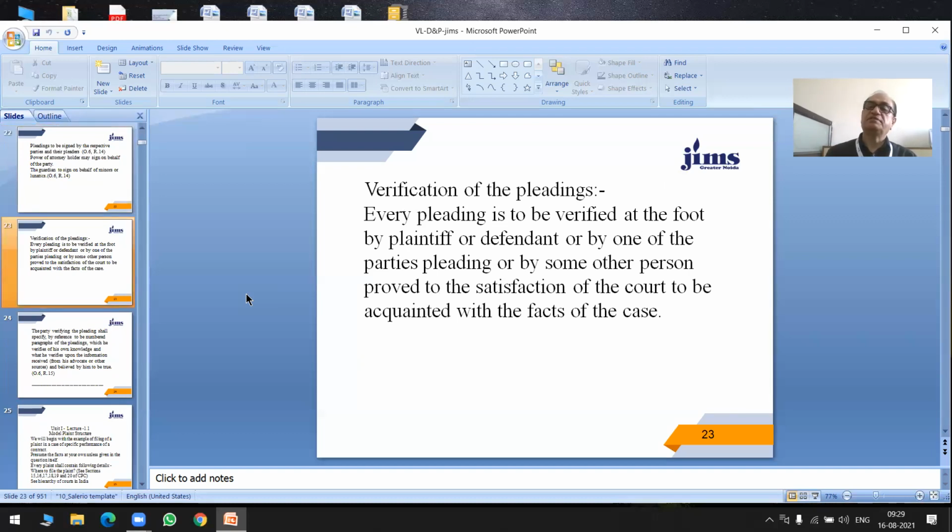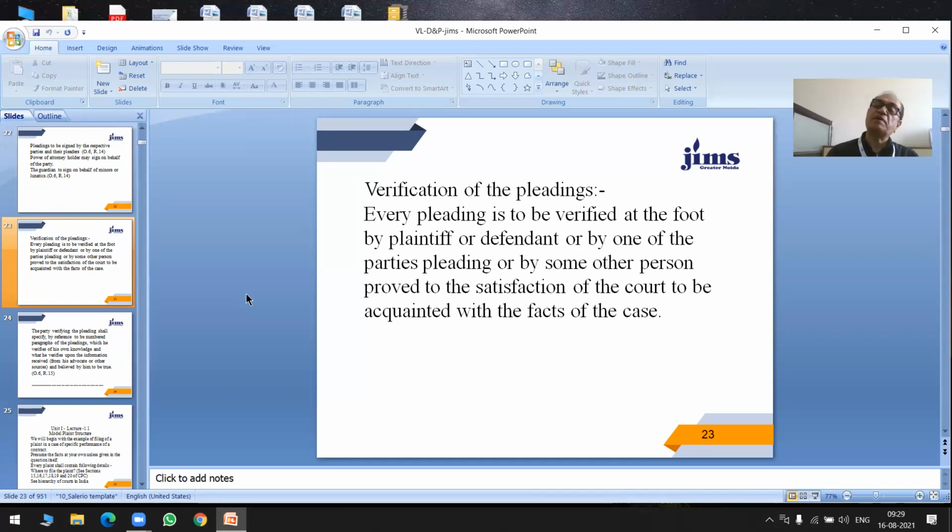Then at the foot of the plaint, verification is an important clause that you will have to take care of. Every pleading is to be verified at the foot by the plaintiff or defendant, as the case may be, or by one of the parties pleading, or by some other person proved to the satisfaction of the court to be acquainted with the facts of the case.